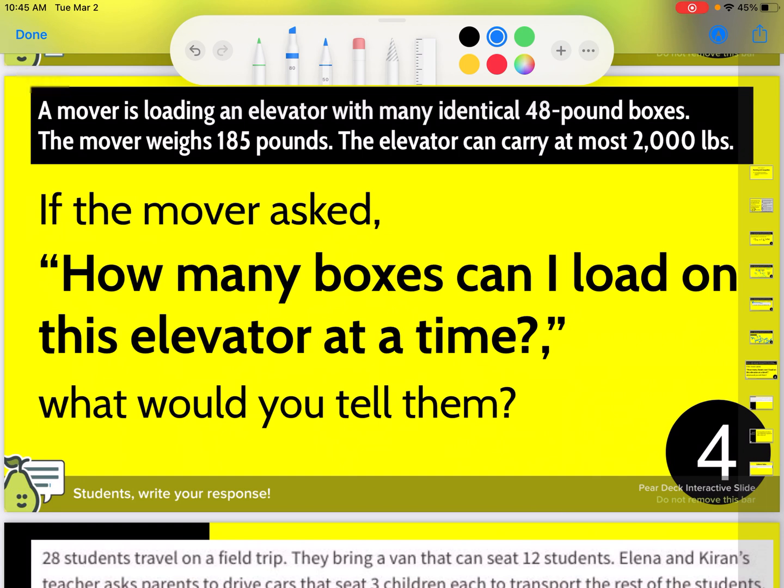So if the mover asks, how many boxes can I load on the elevator at a time? What would you tell him?